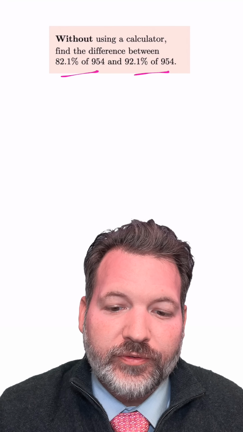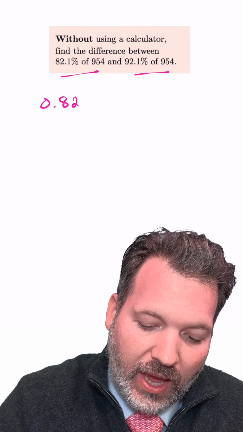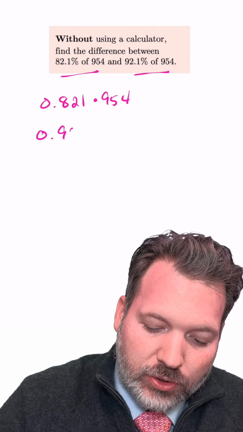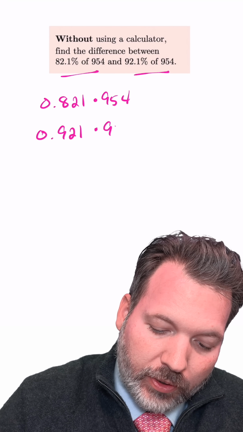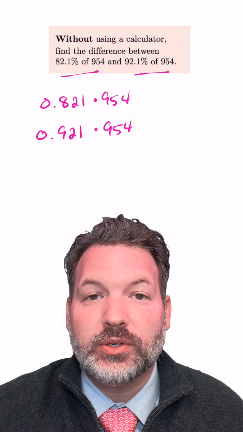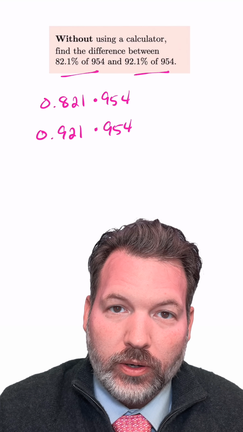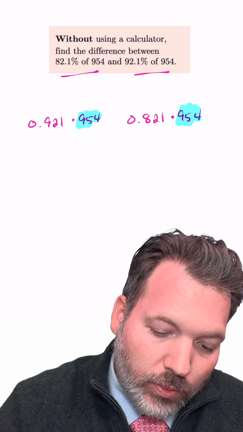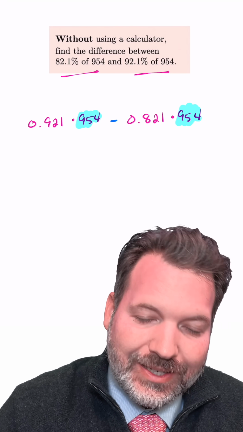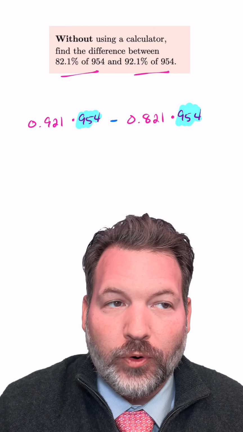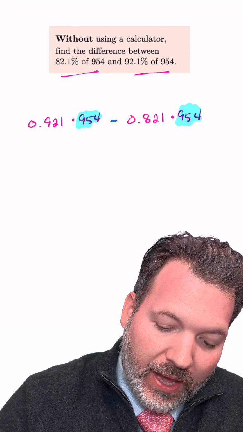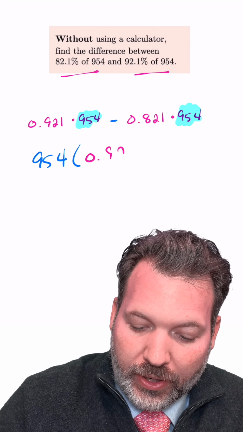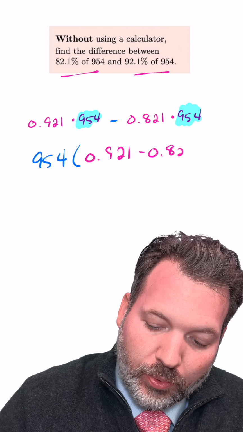82.1% of 954 can be written as 0.821 times 954. Similarly, 92.1% of 954 can be written as 0.921 times 954. You can see that the 954 is the same in each of these cases. So when we set this up as a difference, we can take that common 954 from each of these expressions, and we can say this is the same as 954 times 0.921 minus 0.821.